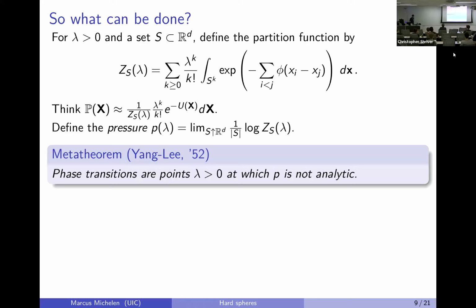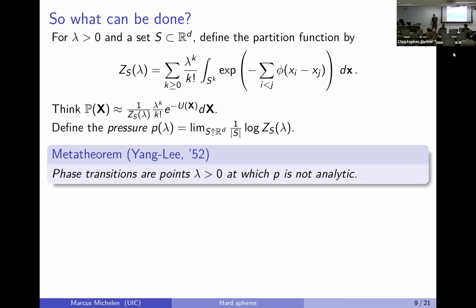So a meta theorem, which in some sense is a genuine theorem by Yang and Lee, says a phase transition is a point at which this pressure is not analytic. So this is, in some ways, a definition. In some ways, it's a theorem. And in some ways, it's also a little confusing what this analyticity might mean.